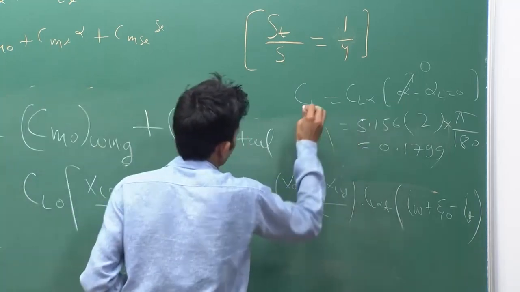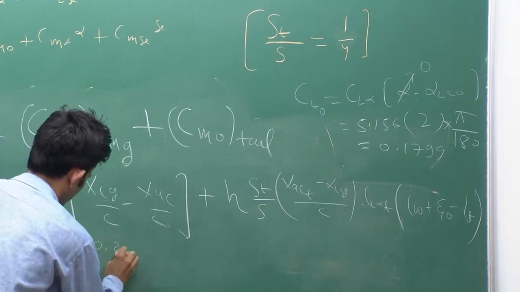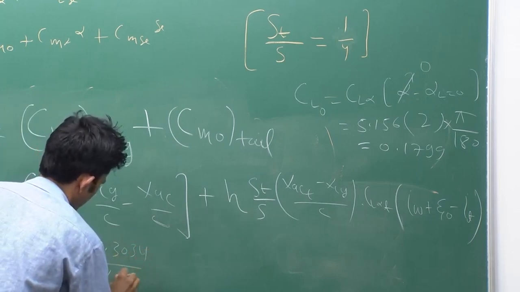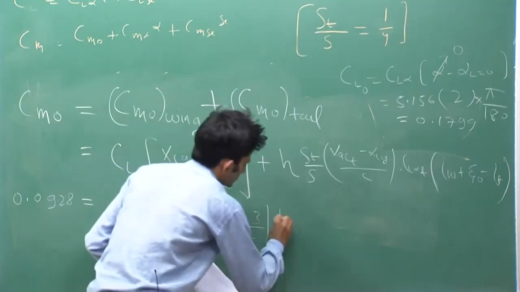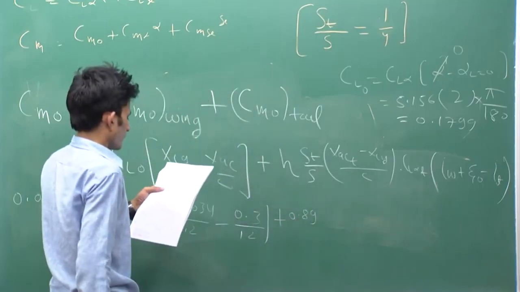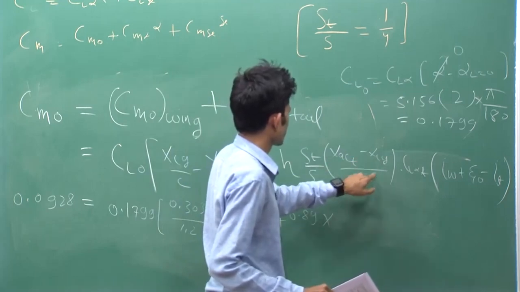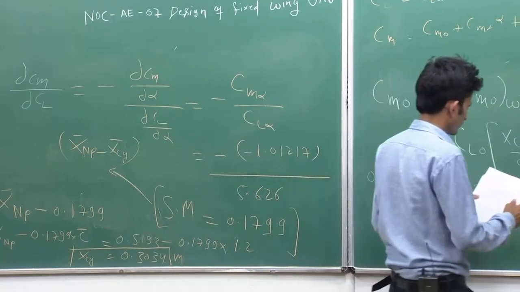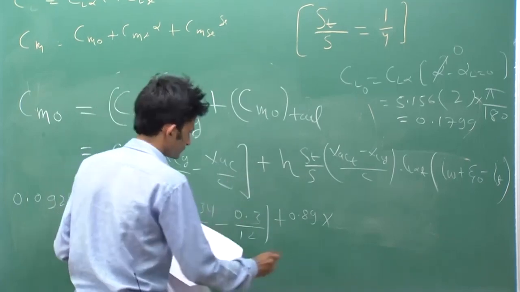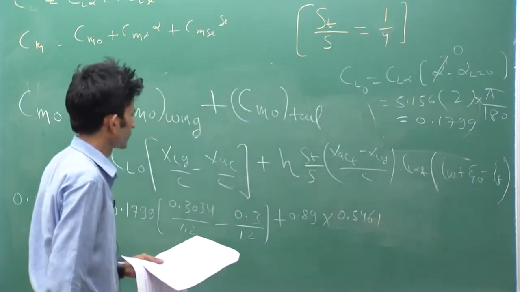If you are putting alpha equal to 0, you have to put naught here. So, you can put this value here, 0.1799. XCG you already found out, right? It is 0.3034 divided by C bar 1.2, minus XAC, which is 0.3 divided by C bar 1.2, plus 0.89. Okay. This thing, ST by S into XAC of tail minus XCG by C, you can write as tail volume ratio, right? We already defined it. So, tail volume ratio is what we got. How much is it? 0.5461. Just take 4 digits.